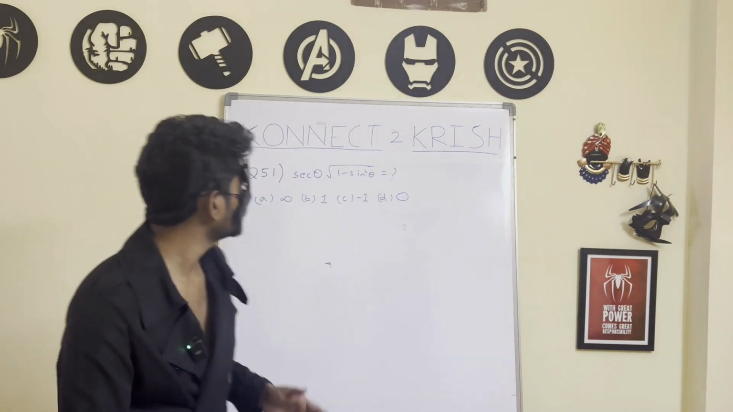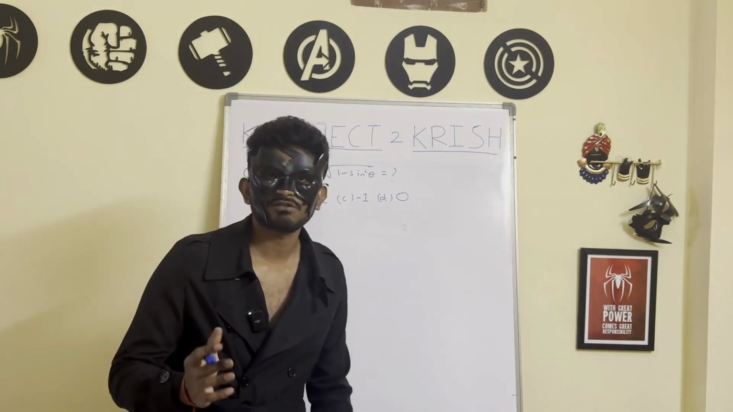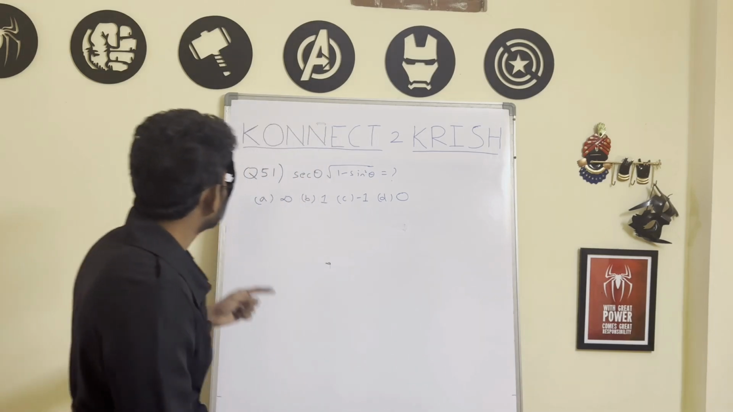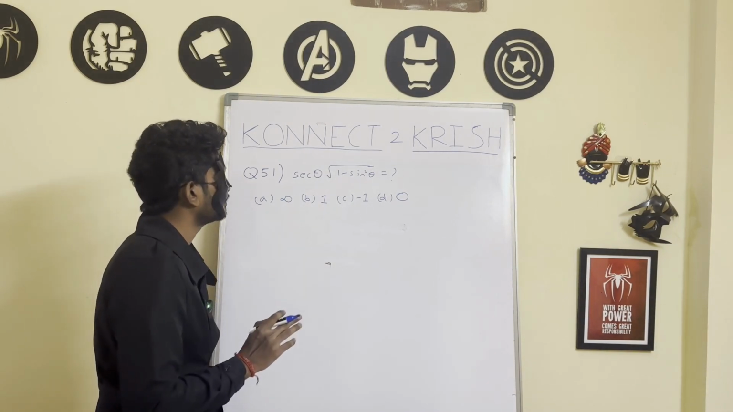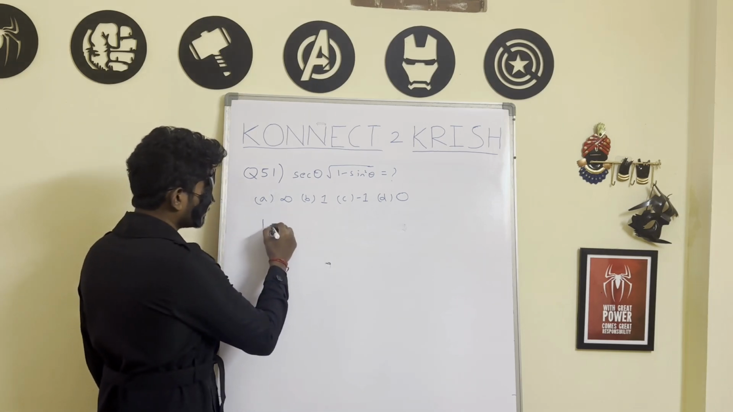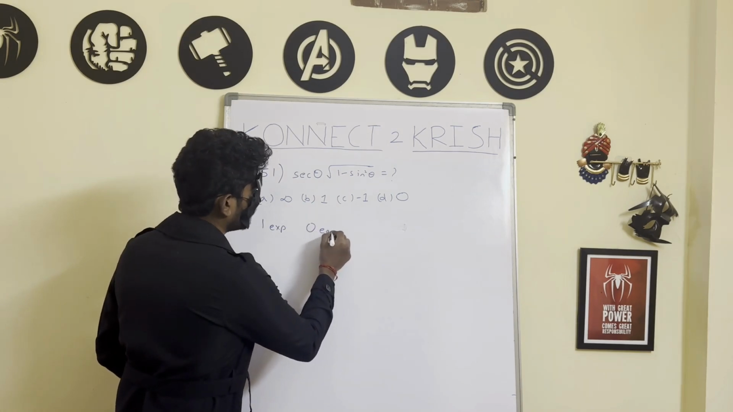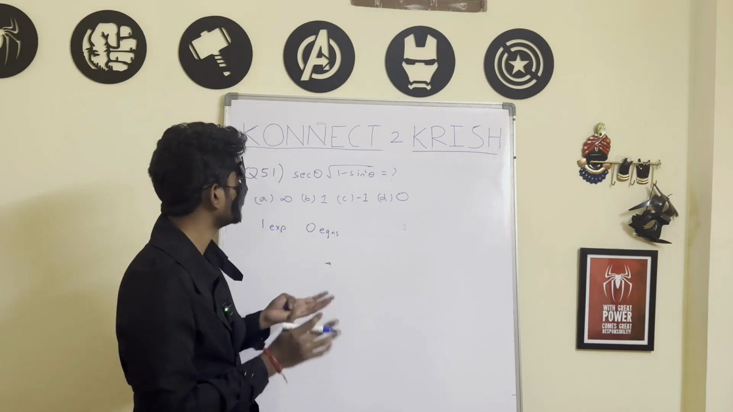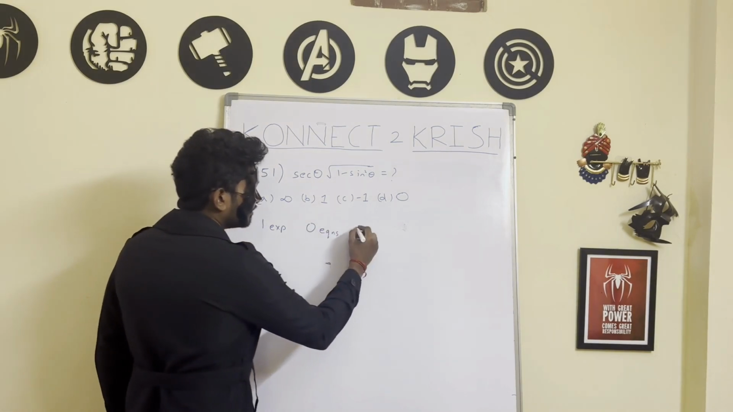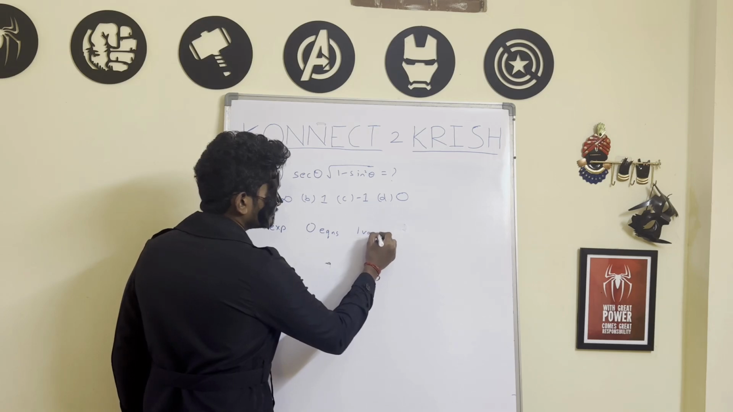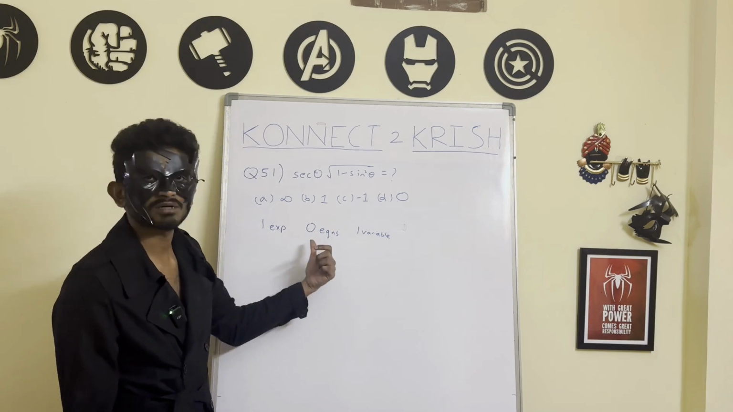So superhumans, the next question is: secant theta into square root of (1 minus sin square theta) is equal to what? I am solving this question in 2 ways. The first way is the value putting method. Here one expression is given, zero equations are given, nothing is set equal to some value. One variable is there, that is theta. Now the number of variables is more than the number of equations.